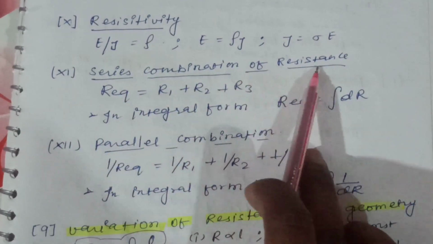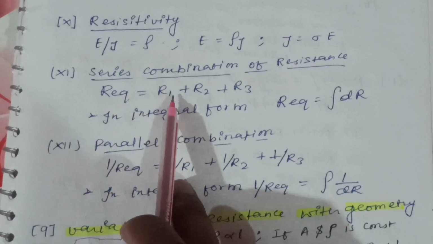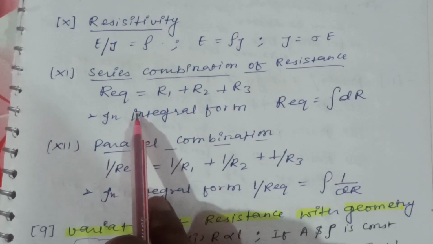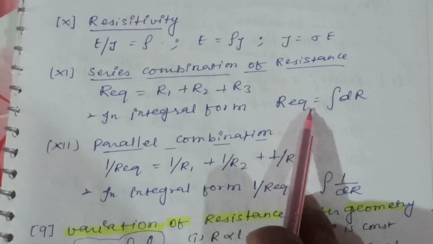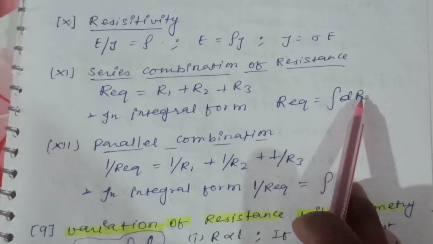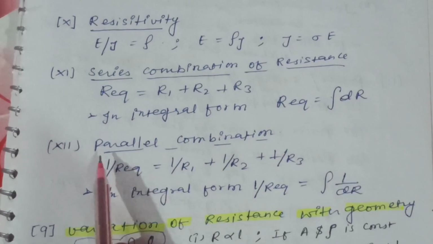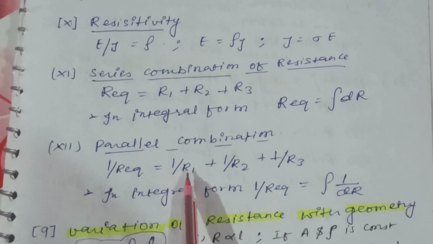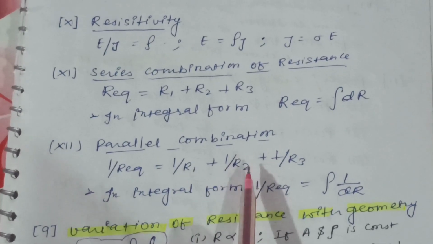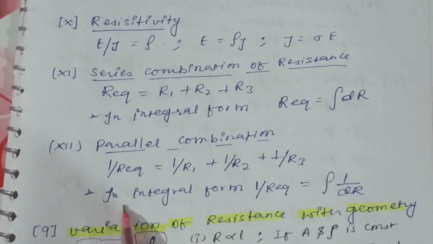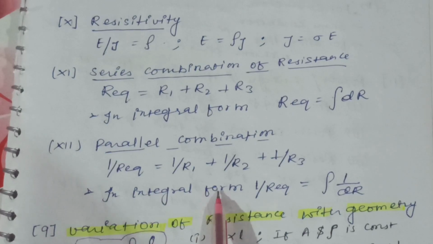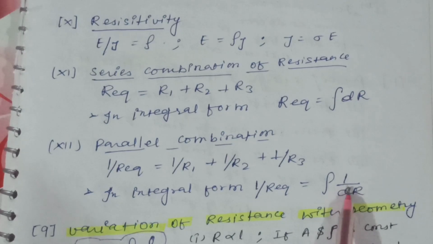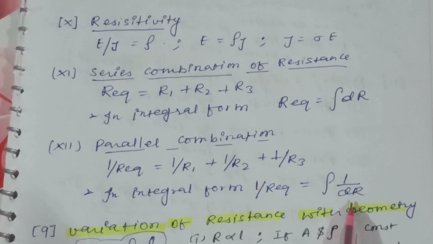Series combination of resistance: R equivalent is equal to R1 plus R2 plus R3; in integral form, R equivalent is equal to the integration of dR. Parallel combination: 1 upon R equivalent is equal to 1 upon R1 plus 1 upon R2 plus 1 upon R3; in integral form, 1 upon R equivalent is equal to the integration of 1 upon dR.